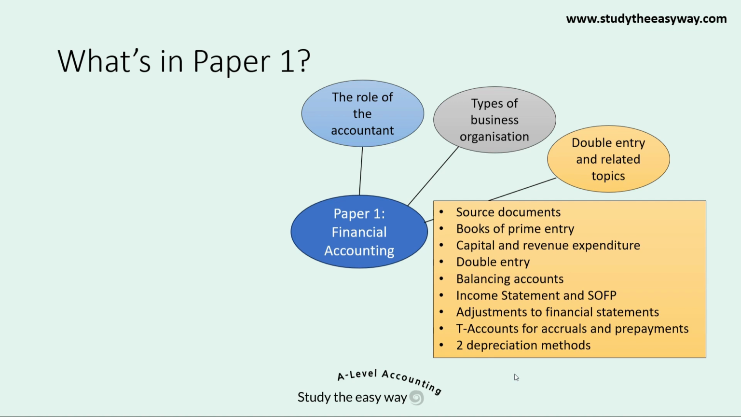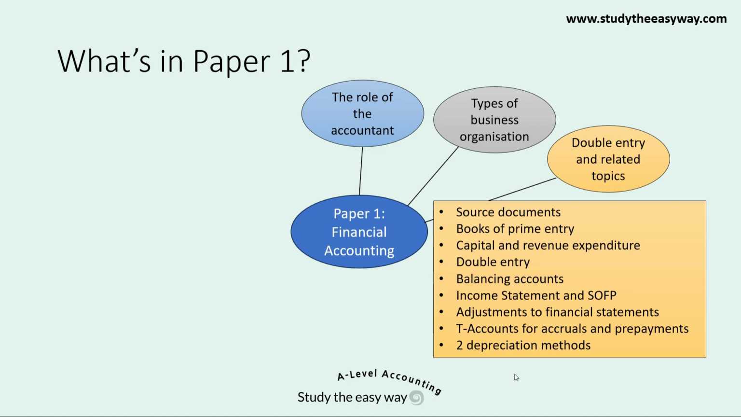statements. In terms of double entry, you need to be able to post a full range of transactions into the relevant T accounts. You need to know the 3 ledgers: the sales or receivables ledger, the purchases or payables ledger, and the general ledger. Accounts need to be balanced, and then the financial statements prepared from a trial balance. You need to know the formats of the income statement and statement of financial position, including the correct titles, use of columns, and calculations. Adjustments to financial statements are included in this section.